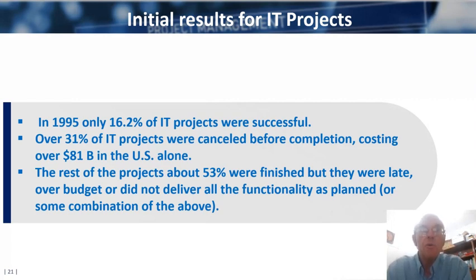In the first Chaos report, based on data collected by the Standish Group in 1995, only 16.2% of projects were successful, finished on time, within budget, and delivered an acceptable quality of all features and functions of the product developed. 31% of the projects terminated prematurely, delivering no value at all. The rest of the projects, about 50%, were challenged. They were finished, but they were either late, over budget, or did not deliver all the functionality as planned, or some combination of the above.